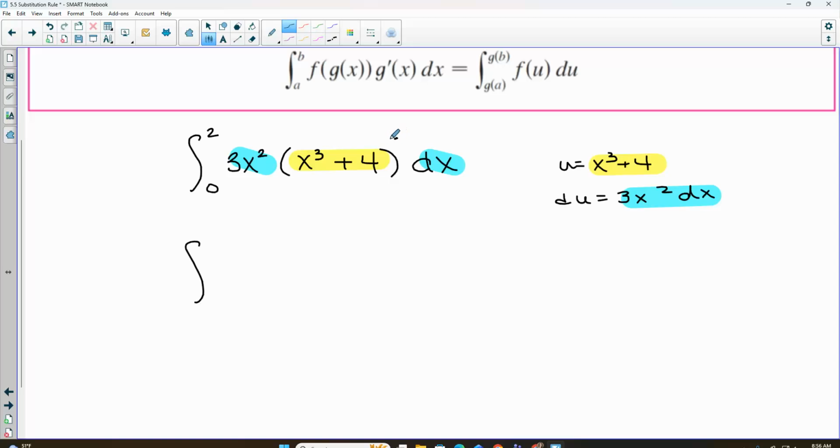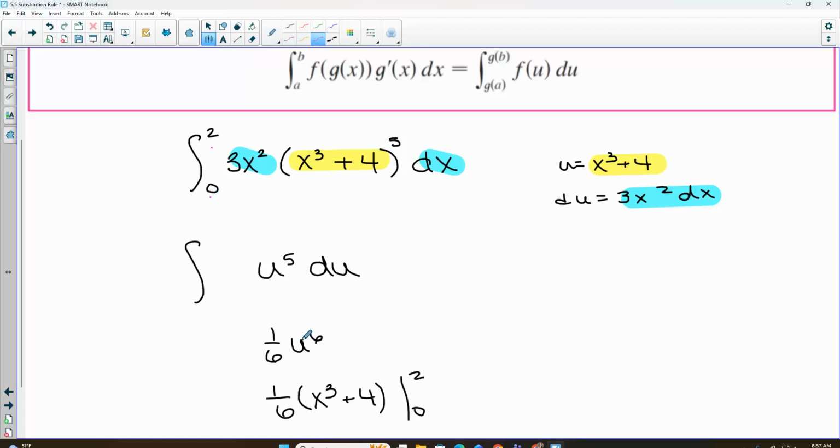Let me add an exponent. Let's say this is to the 5th. Just make it a little more interesting. So if I plug this in, that's u to the 5th du. Now this 0 and 2 are the x values. So you could choose to go ahead and integrate this, plug your x back in, and then evaluate from 0 to 2. So that's option 1. Basically, just like normal, you plug your x back in, and you put in these original values. The other option is to change these values so that they are u's.